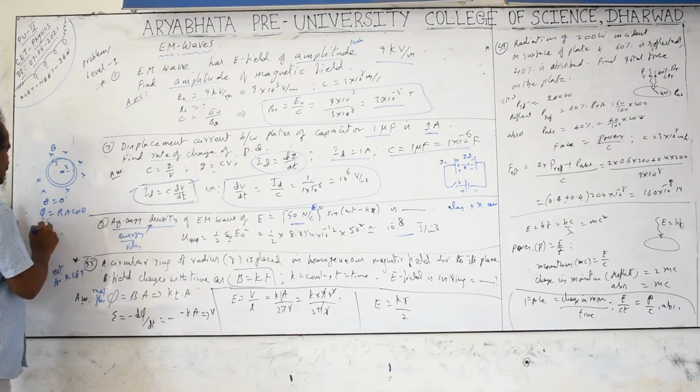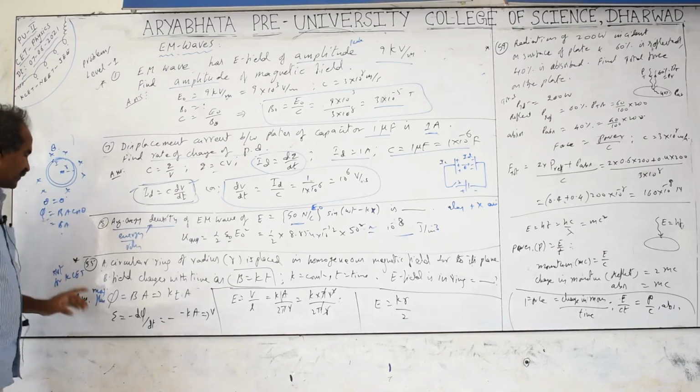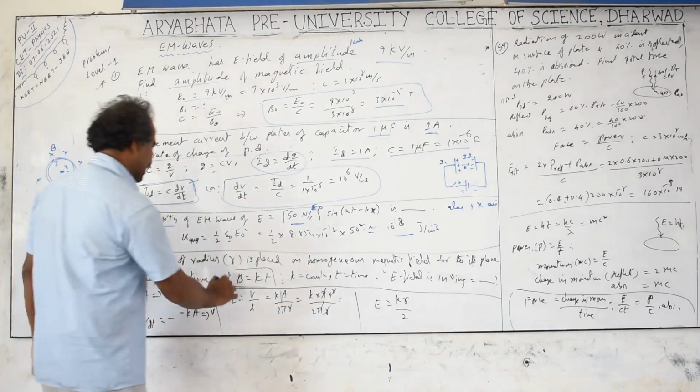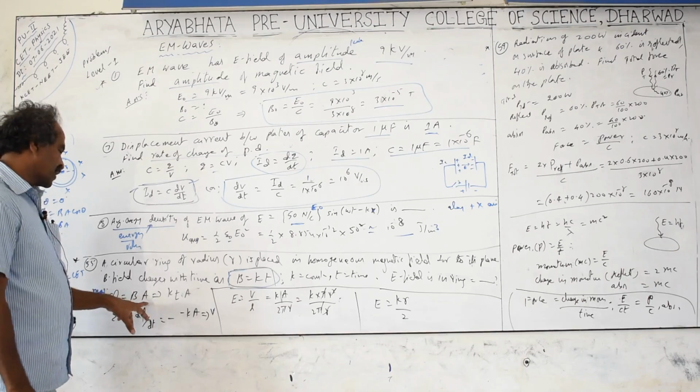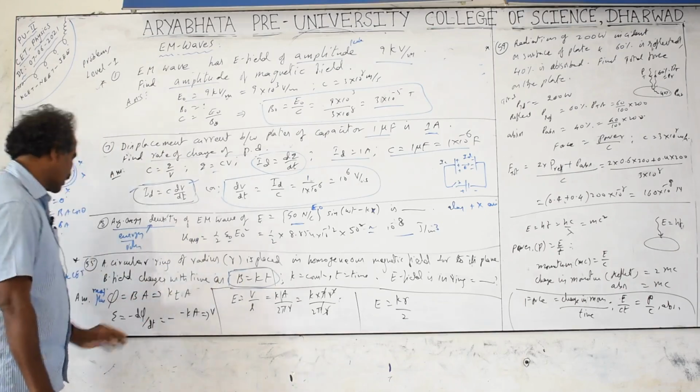BA cos theta, which is nothing but equal to BA, the maximum flux linked we have. But the field is given as B equals Kt. They are given for us in the problem. So this B is replaced with Kt. Area is nothing but equal to pi r square. We can do the substitution later or now only, that's left to your choice.